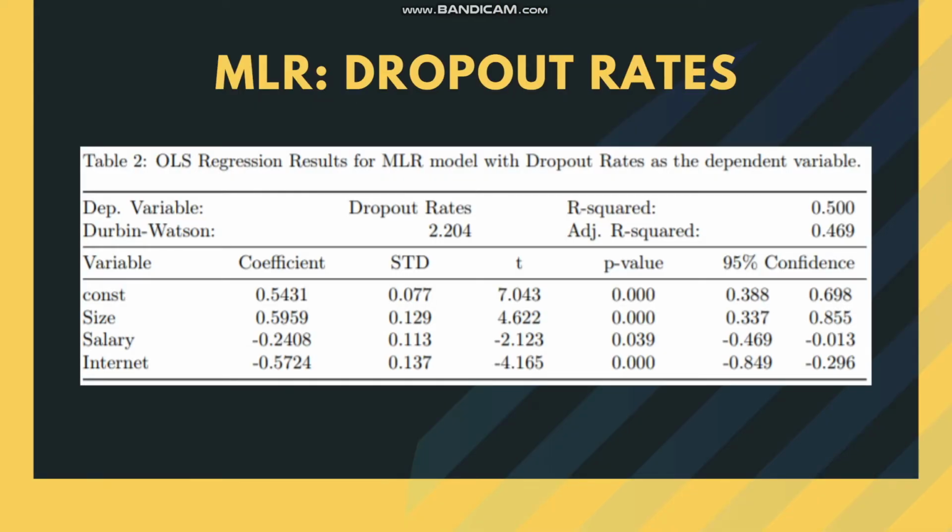A second MLR model was trained using dropout rates as the dependent variable. An adjusted R-squared value of 0.469 was obtained for the model. The fit of the model was considered adequate in spite of the lower R-squared value, as the data deals with human behavior and is consequently subject to unaccountable variance.